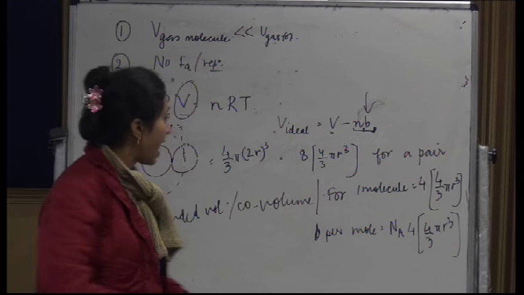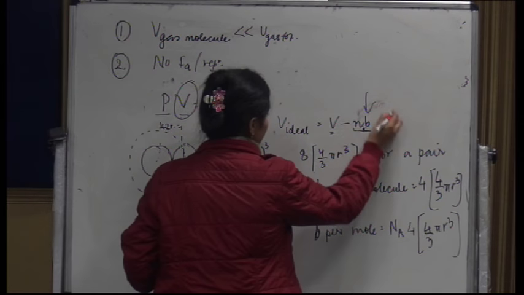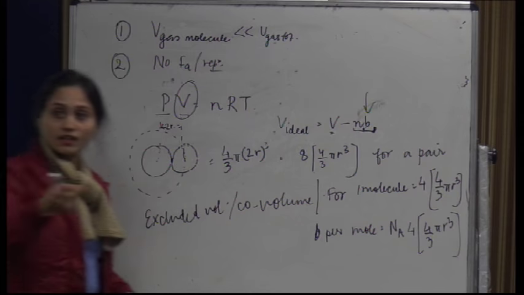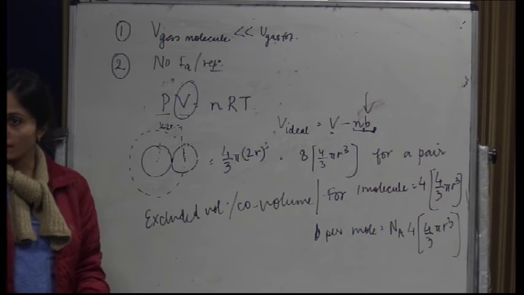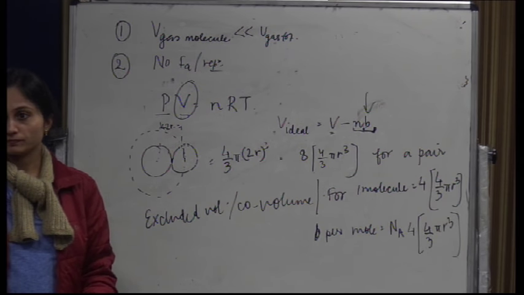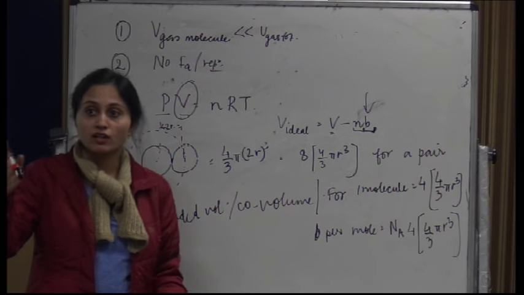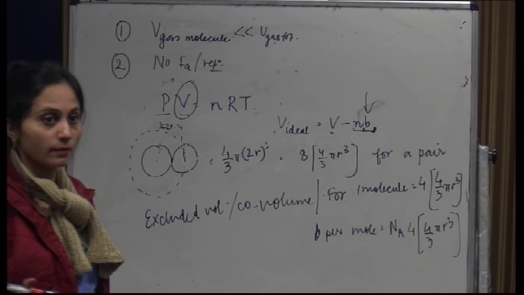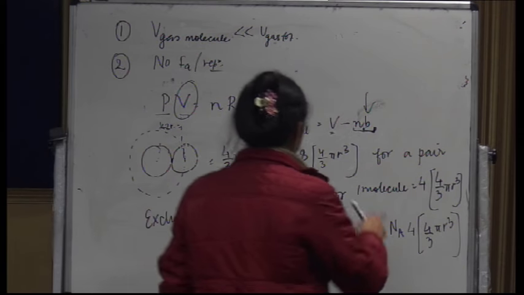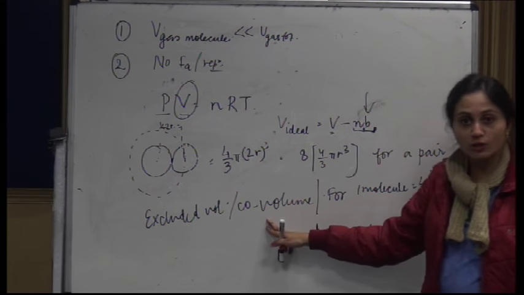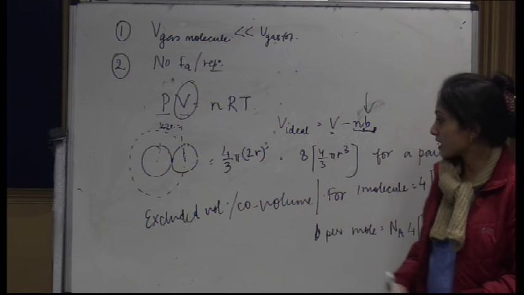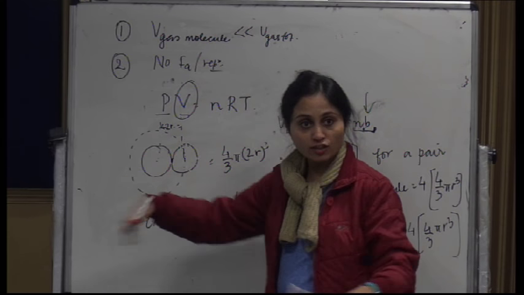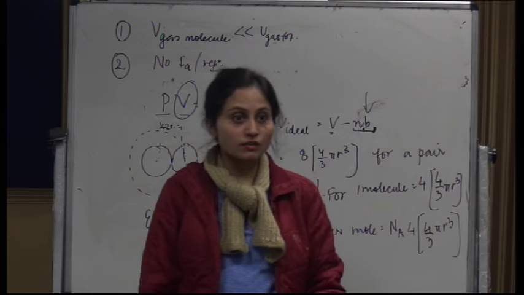Okay, and now the volume correction term that has been introduced is that V ideal is equal to V real minus nB. Which is more? Real volume is more or ideal volume is more? Real volume is more. B is the excluded volume or the co-volume. This entire thing is nothing but your B, the excluded volume. This was excluded.